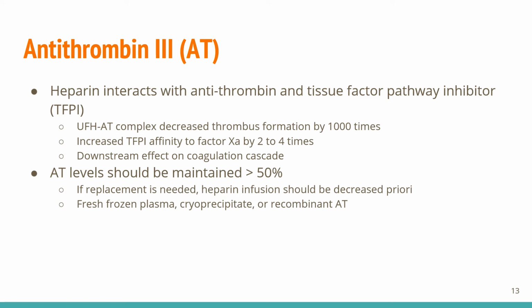And the replacement varies between institutions. Some may want to start replacement at 50%, some may go lower to 80%, and the goal is to be at 80 to 120%. Before starting the replacement, you want to decrease the heparin infusion before initiation. It can be done through fresh frozen plasma, cryoprecipitate, or a recombinant antithrombin.